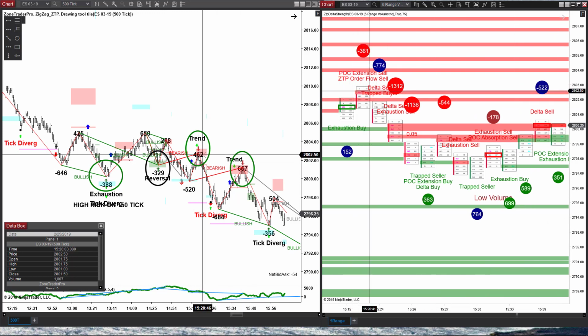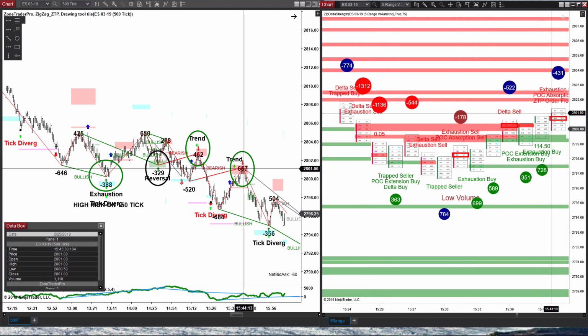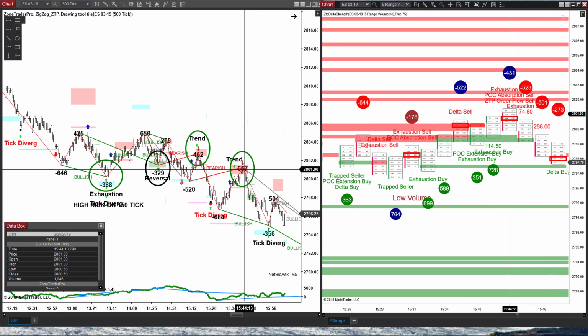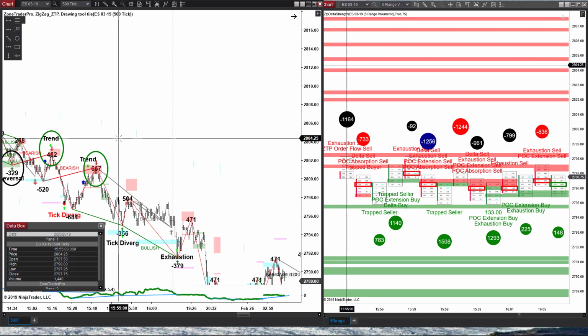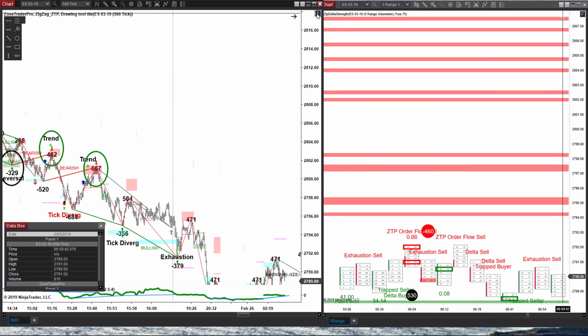We had a trend trade here, successful, with bearish divergence, followed by a second trend trade here, again with bearish divergence, and that concludes February 25th.